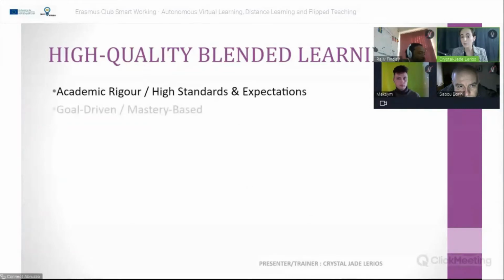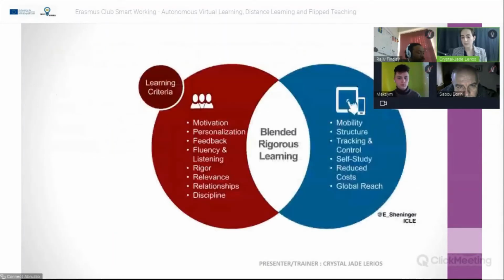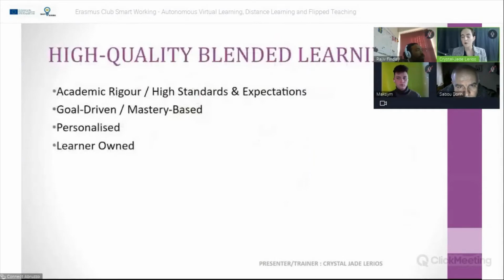So, high quality blended learning includes academic rigor, so we have high standards and high expectations. It's goal-driven, mastery-based. Okay, when we talk about mastery-based, in our traditional classrooms, what usually happens is the variable that makes us move on with our content that we're teaching is time.